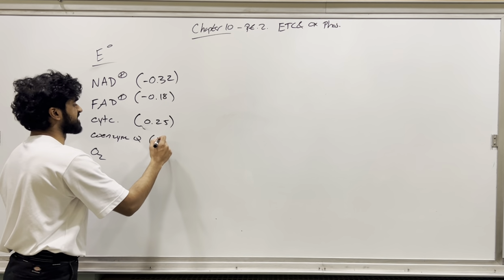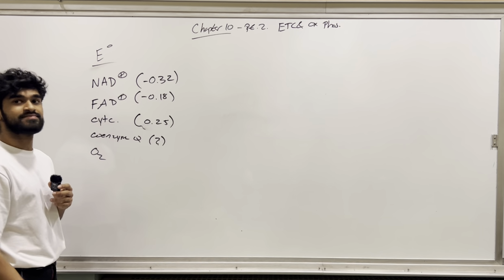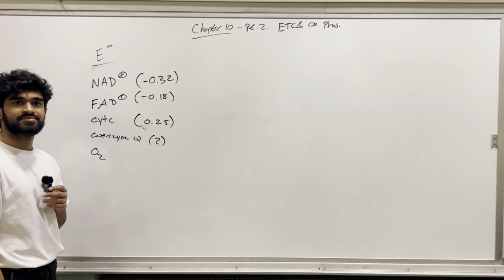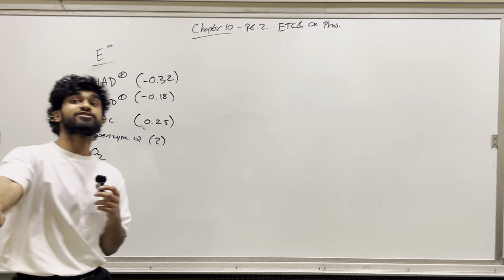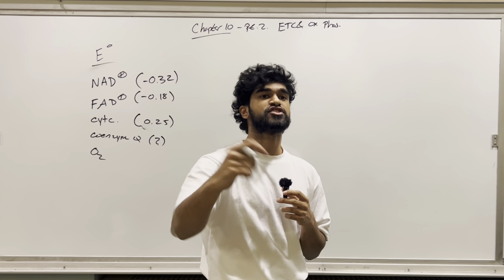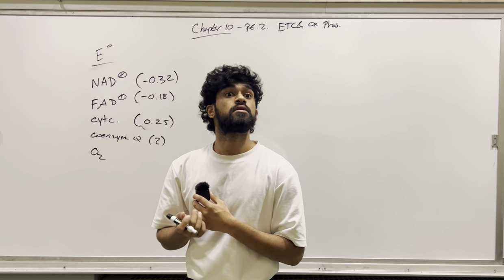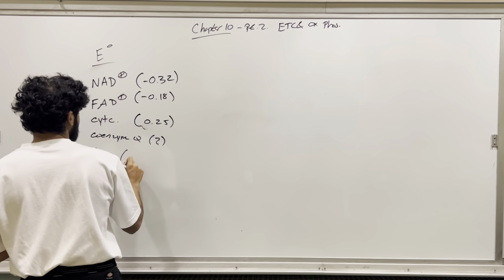This one might be hard to find. Oxygen. That one should be very easy to find, the reduction potential of oxygen. But oxygen into water, not oxygen to hydroxide, not oxygen to superoxide, oxygen into water. 1.2? 0.8, 0.82? Let's say that.